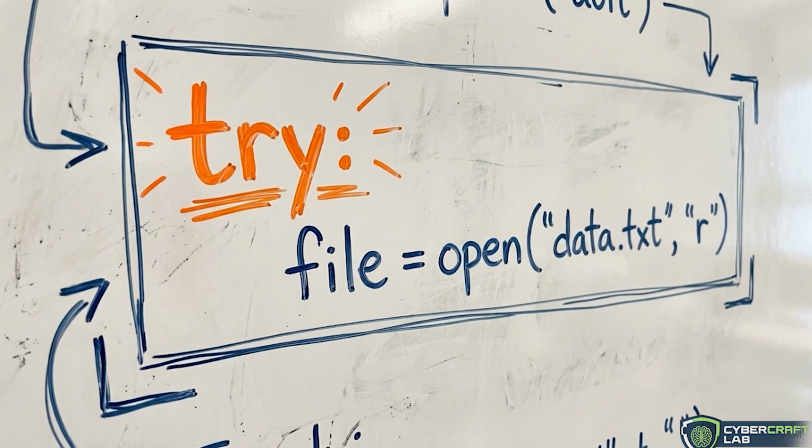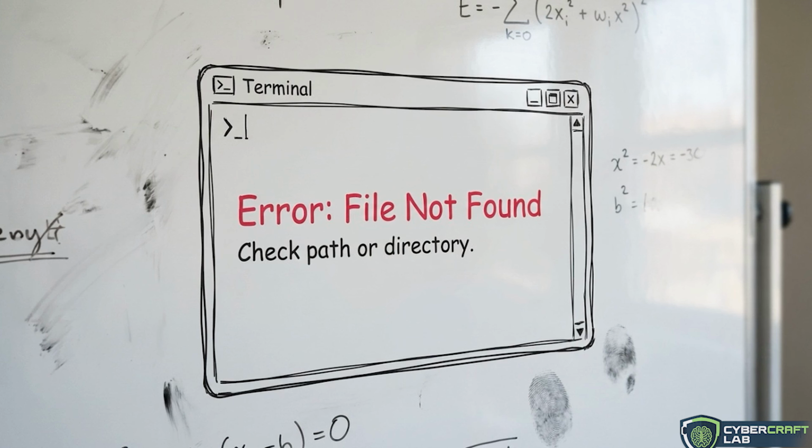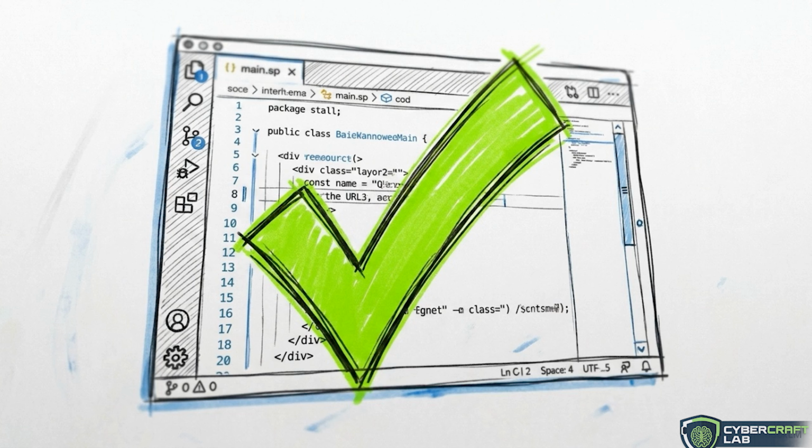Since users can mistype file names, we wrap the file opening logic in a try-except block. This allows the script to report a missing file, rather than crashing the entire process. Handling these potential errors ensures the tool remains operational and provides useful feedback even when the input is incorrect.